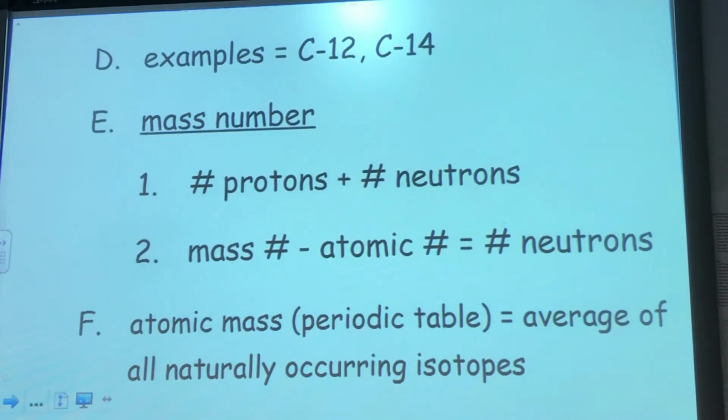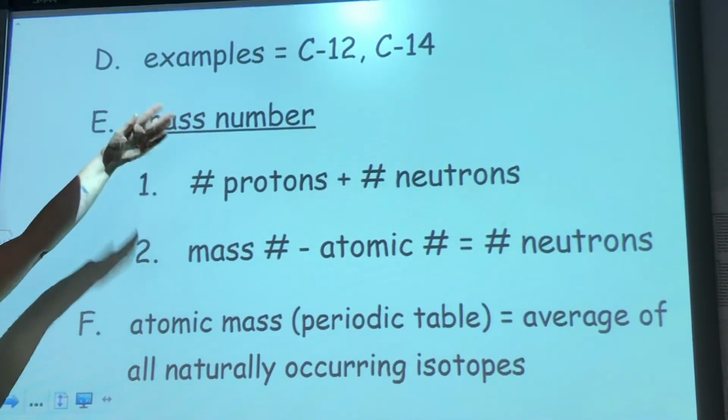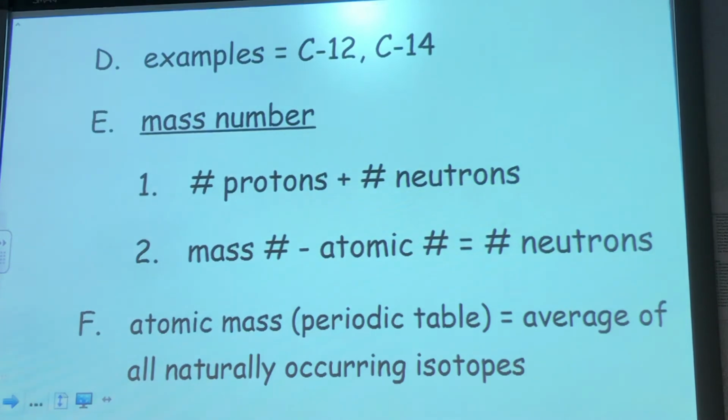Many different isotopes of many elements exist on Earth. That average atomic mass is the average mass of all of those naturally occurring isotopes. So they take all of these isotopes that exist and they take the average mass of all of them to find the bottom number there, that average atomic mass. They're all based on the different isotopes of each element.